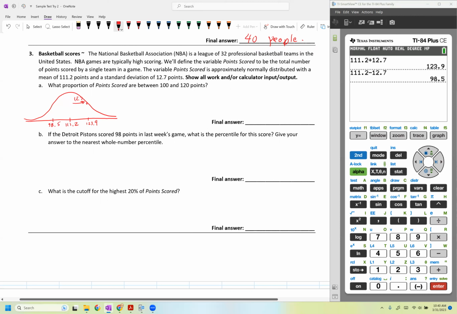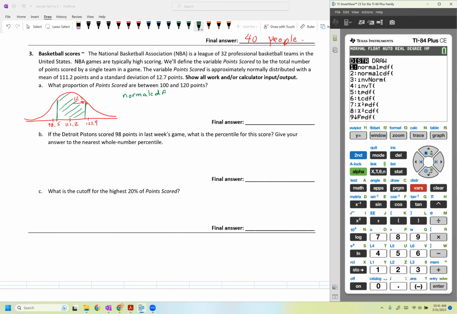All right. Now, what's being asked of us? We'd like to know how much is between 100, which is about there, and 120, which is about there. How much of the area under that curve? What is that proportion? Now, that proportion is going to be found by using the normal CDF functionality on your calculator. So let's go ahead. Let's go to second distributions, normal CDF.